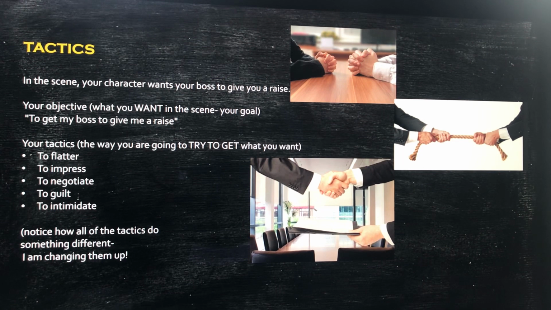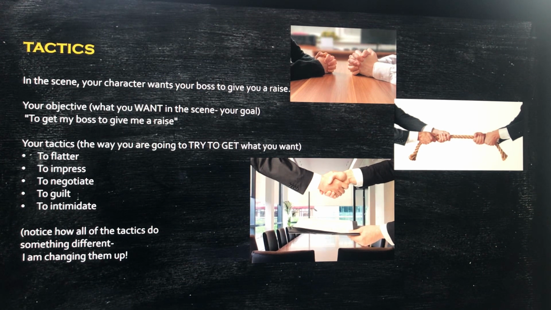So I start with nice things. I'm flattering, then I'm moving on to impressing them. That's not working. I'm trying to negotiate. And then I bring out the big guns and I shame them and I intimidate them. I'm changing up my tactics because if I stick with tactics that all are in the same sort of world, my scene isn't moving forward. So if I try flattering them and that doesn't work, and then I try buttering them up and that doesn't work, and then I try something else that's nice, it doesn't work and the scene doesn't move.